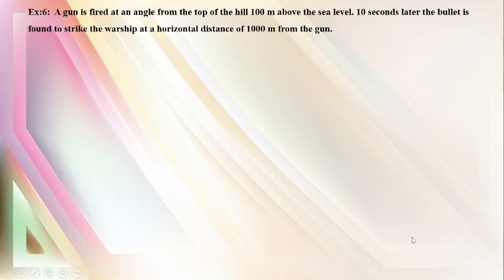Here we have one more example which mentions that a gun is fired at an angle from the top of the hill 100 meter above the sea level. 10 seconds later, the bullet is found to strike the warship at a horizontal distance of 1000 meter from the gun. Means here the point of projection and point of landing is going to be at some difference. So let us see what exactly that particular problem is.